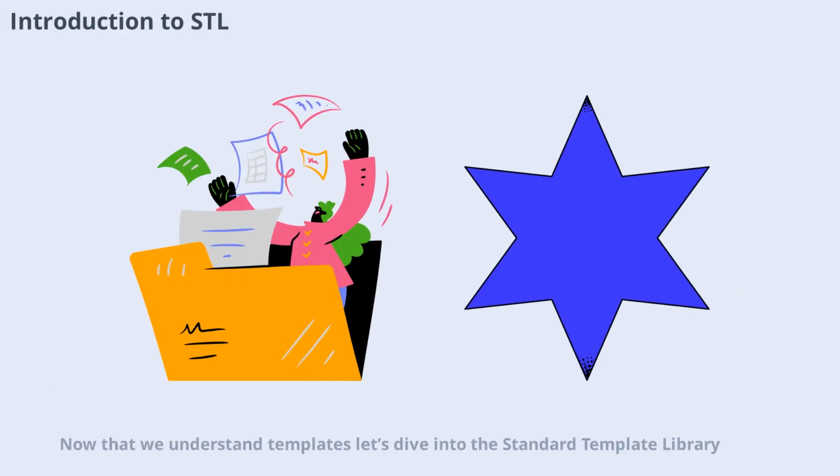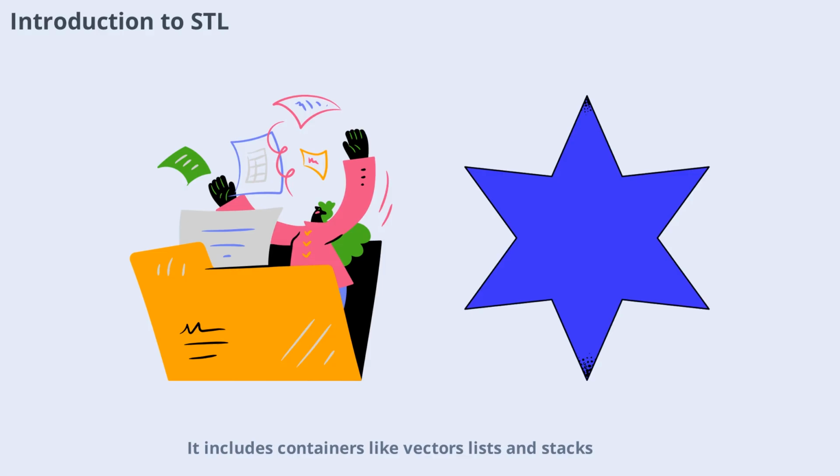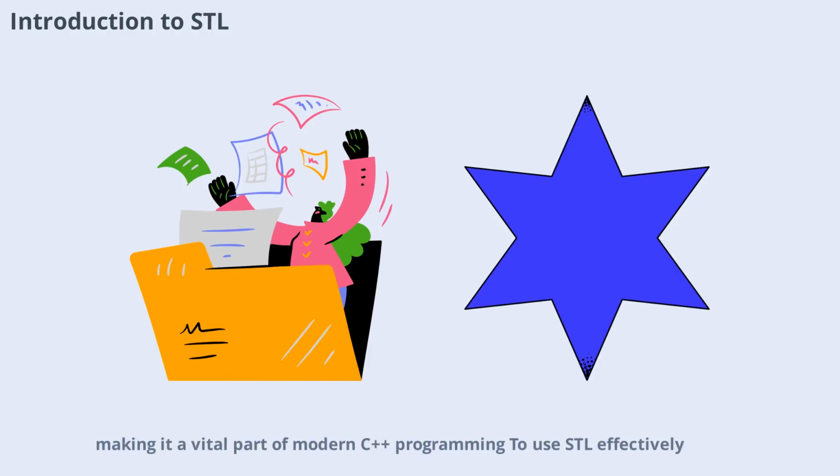Now that we understand templates, let's dive into the Standard Template Library, or STL. The STL is a collection of template classes and functions that provide common data structures and algorithms. It includes containers like vectors, lists, and stacks, as well as algorithms for sorting, searching, and more. The STL is designed to be flexible and efficient, making it a vital part of modern C++ programming. To use the STL effectively, a solid grasp of templates is essential.